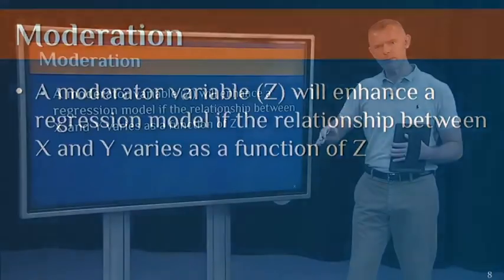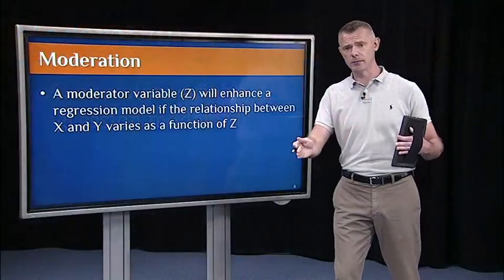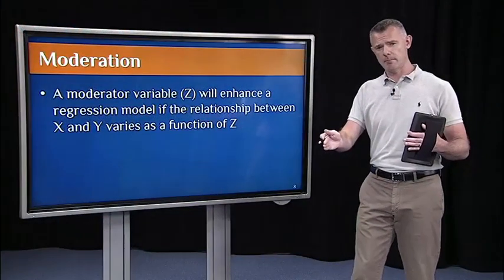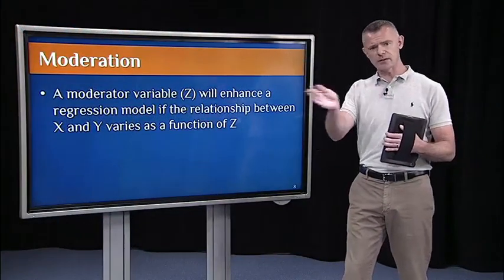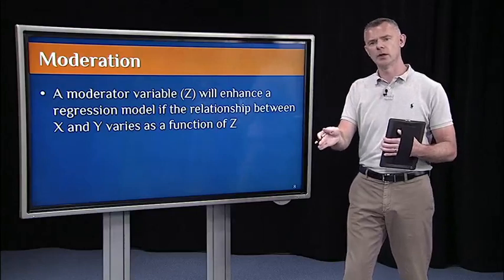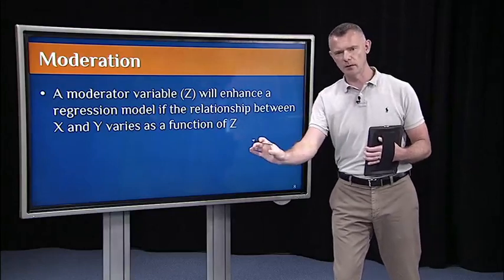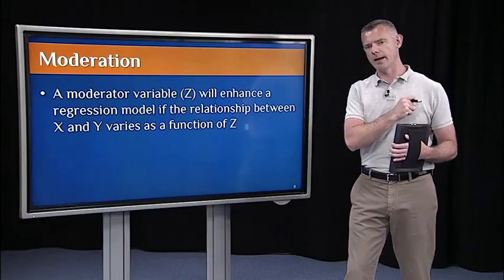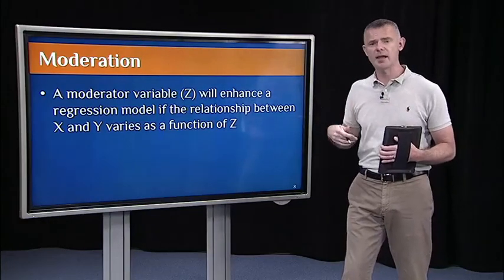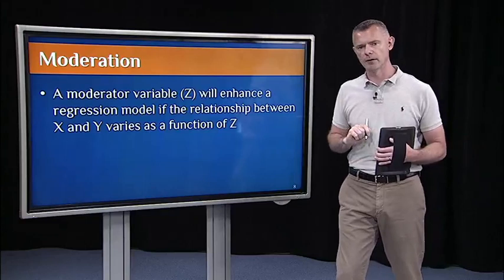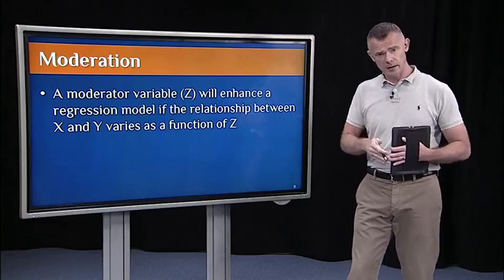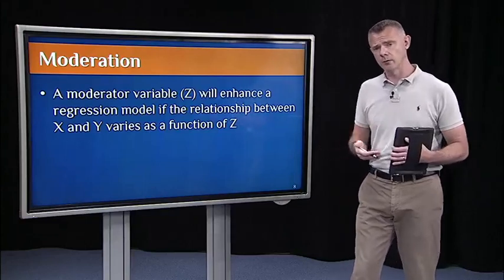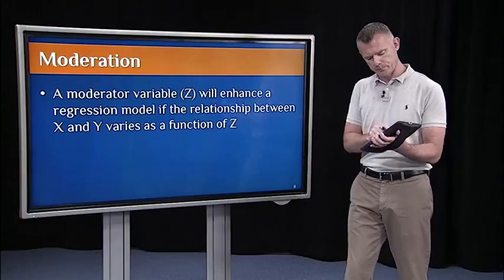Right? So in our example, what I was saying is we have the stereotype threat effect, but maybe it differs as a function of working memory capacity. So maybe it exists for people on the lower end of working memory, but maybe it doesn't exist for people on the higher end. If that's the case, then we should introduce that moderator variable into our model. It will enhance the model. We'll account for more variance in the outcome.